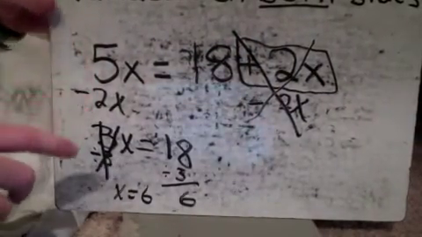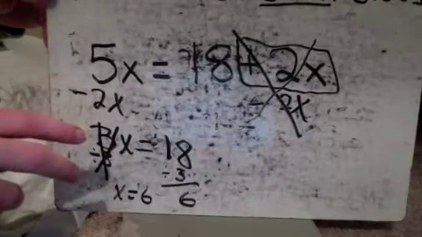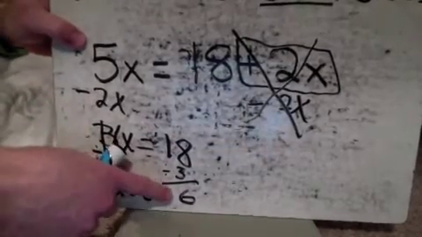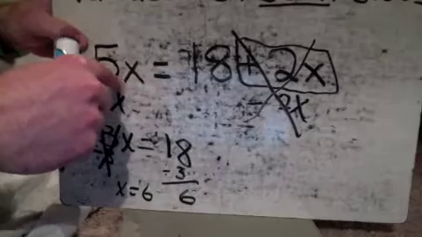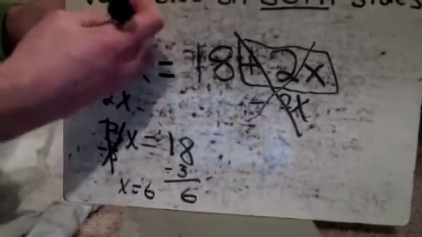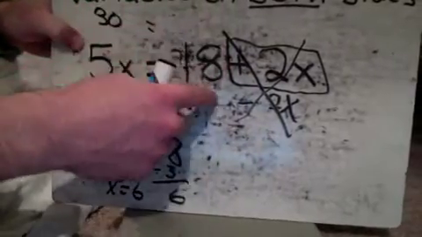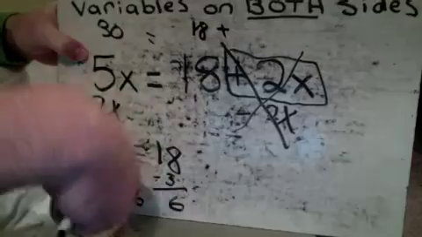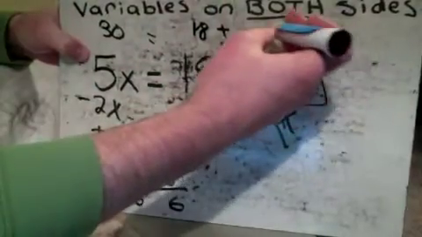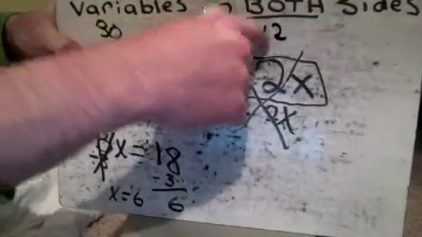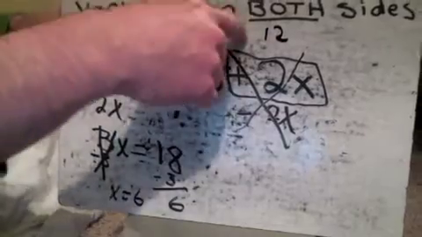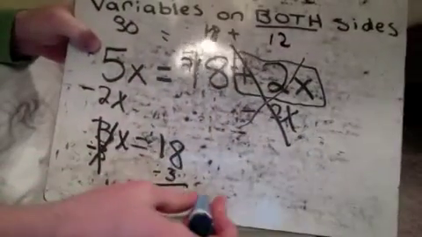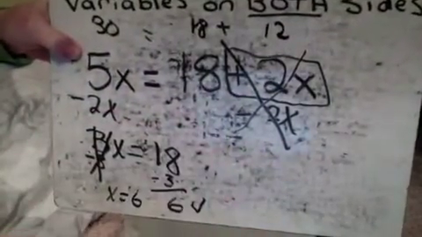Now, if you think back to how I showed you how to check these to make sure they're right, if I say x is 6 and I put x in over here, well, 5 times 6 is 30. So over here, it's going to be 18 plus 2x, which 2x would be 2 times 6, which is 12. Add those together, 18 plus 12 is 30. So 30 equals 30. So both sides are the same, so we know we got that right.